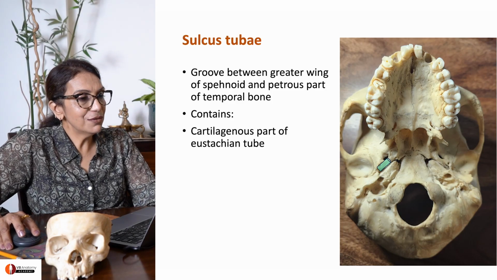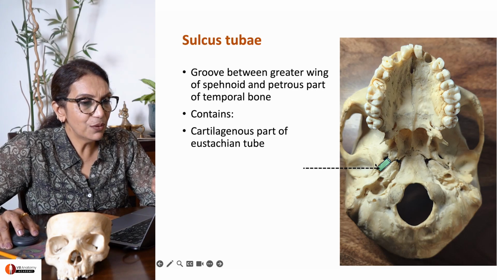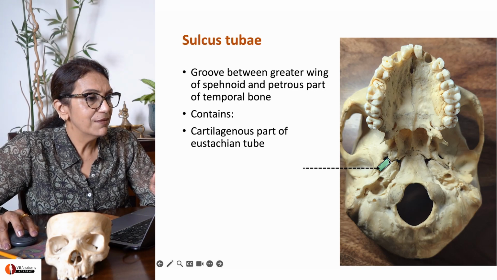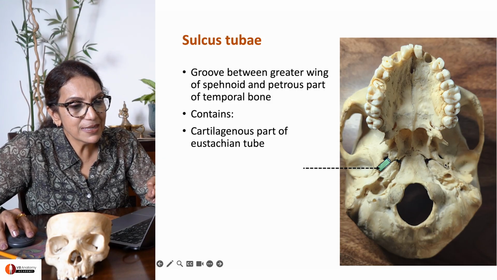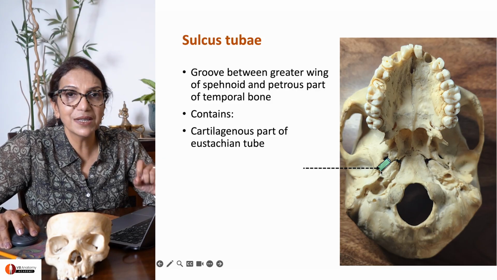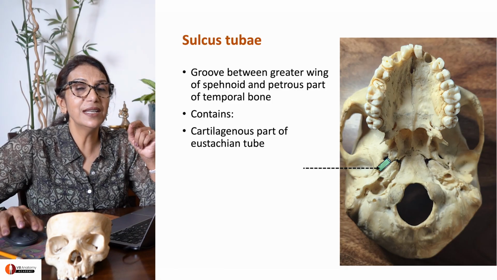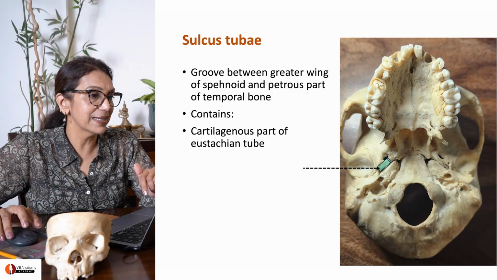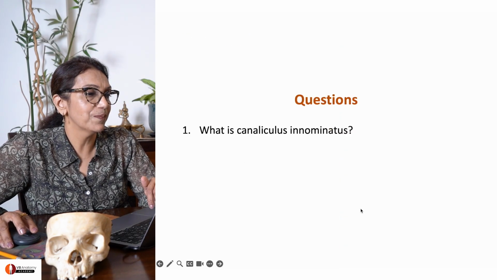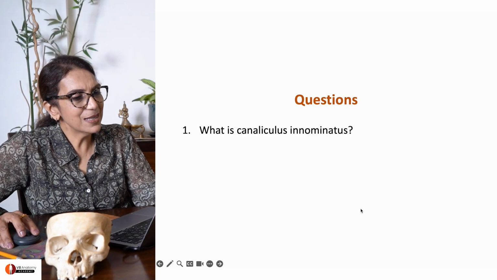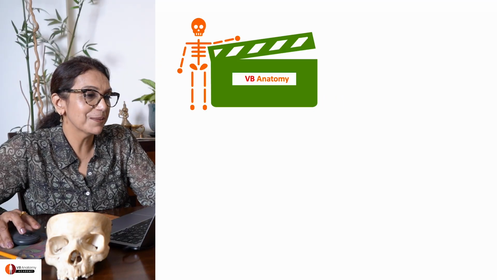Right. You also find here a little groove which is called the sulcus tubae. In this groove, can you see, this is the groove. I've marked it here with the help of a green little cone. That's where you find your eustachian tube. Okay, you find the tube that is connecting your middle ear to your pharynx. It contains the cartilaginous part of the eustachian tube. So sometimes I can ask you questions like what is canaliculus innominatus? That's for you to find out.